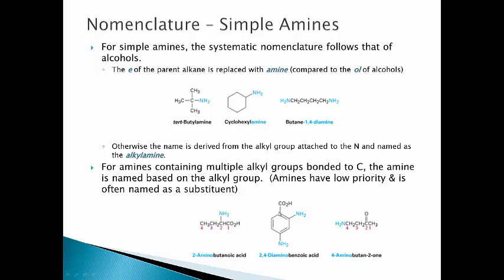We've got benzoic acid, which is our highest priority, and we've got 2 nitrogen NH2s coming off it. So it's 1, 2, 3, 4. So 2,4-diaminobenzoic acid, or we could call it ortho-para-diaminobenzoic acid. Okay, so we've got a ketone, 1, 2, 3, 4. So it'll be 4-aminobutan-2-one.